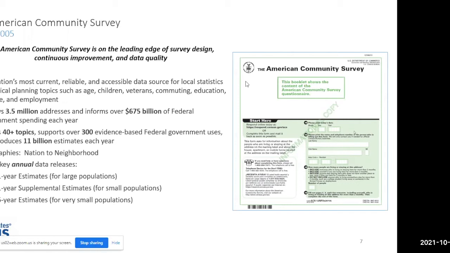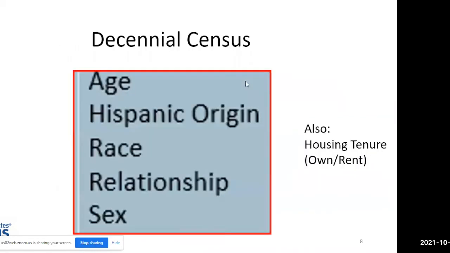So we can get that data now every year. And it covers about 40 different topics. It gives us 3 different releases. I'll speak about that in a minute, but we get a 1-year release and a 1-year supplemental release and a 5-year release. I'll address that in a minute.